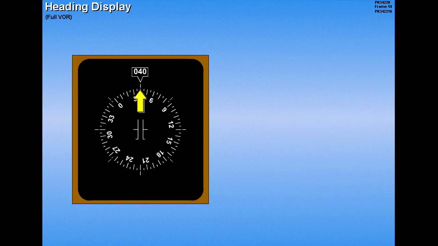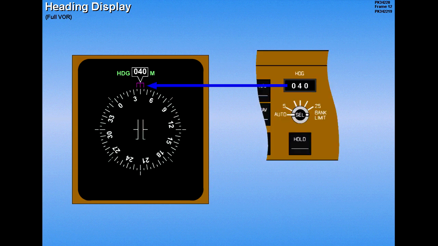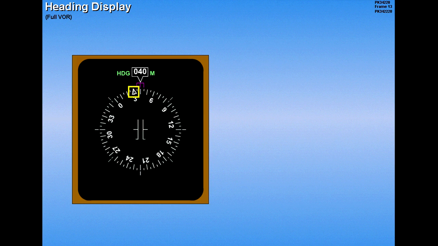The heading is displayed at the top in a conventional manner and has a digital readout in the heading indicator. The HDG label indicates that the displayed value is the aircraft heading. The M label indicates a magnetic heading and switches to TRU in polar latitudes. A heading bug corresponds to the heading selected on the mode control panel. A drift angle pointer indicates actual aircraft track computed by the IRS.